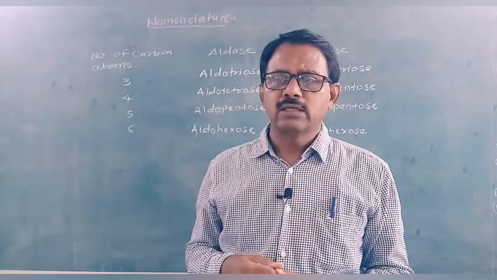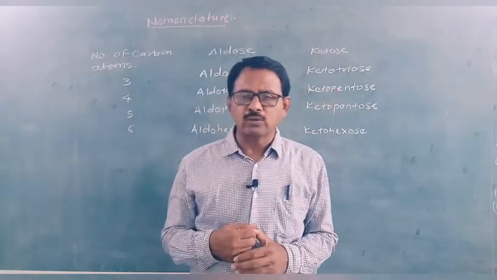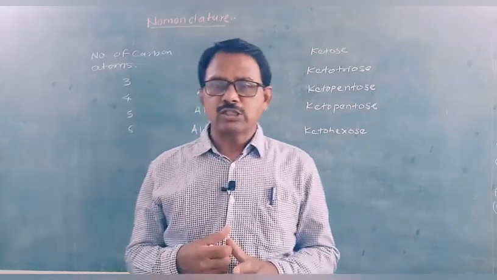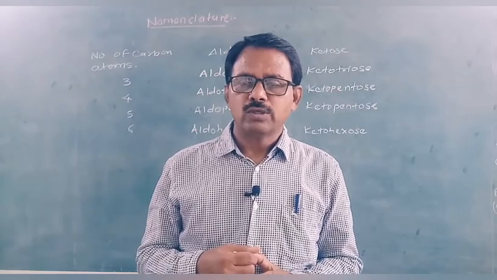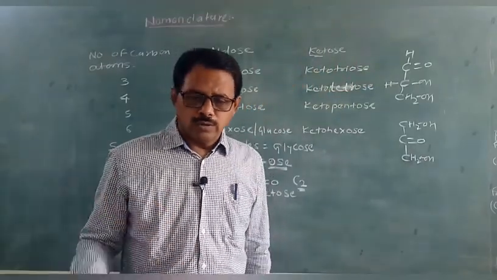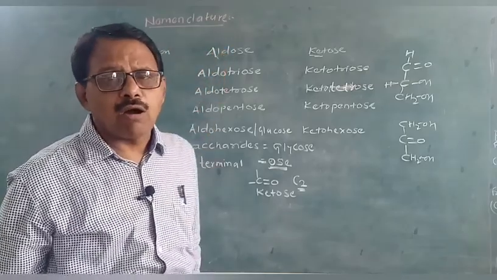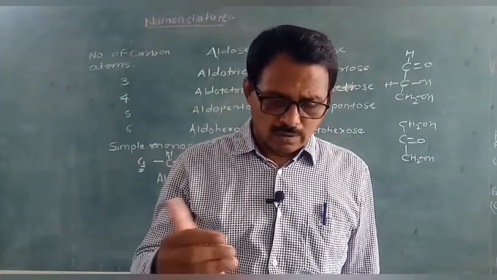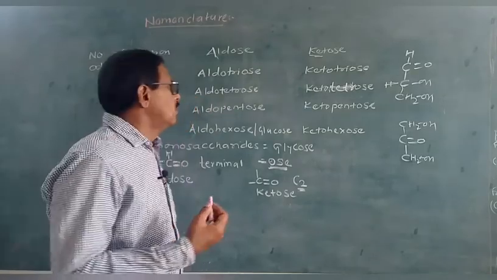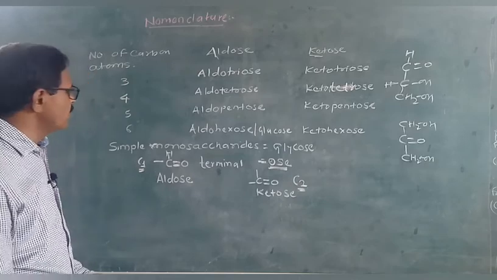Then polysaccharides: the carbohydrates which on hydrolysis give a large number of monosaccharide molecules are known as polysaccharides. For example, starch, cellulose, glycogen, etc. Now we are going to see, first of all, the nomenclature of carbohydrates and then the preparation of glucose.